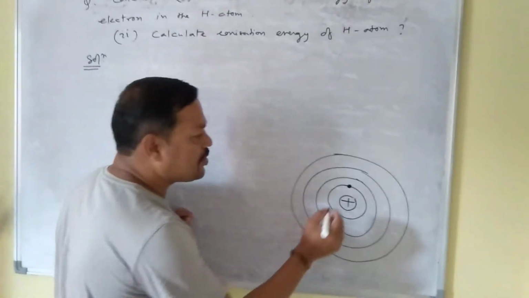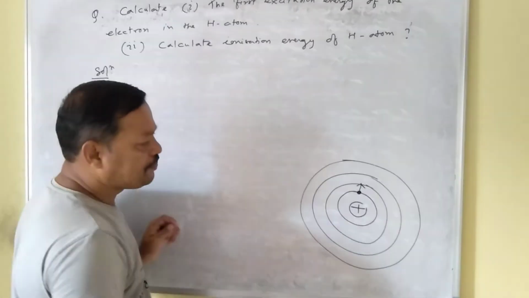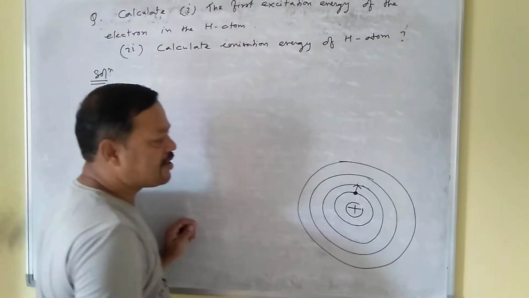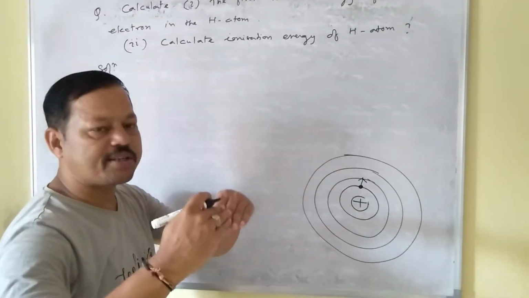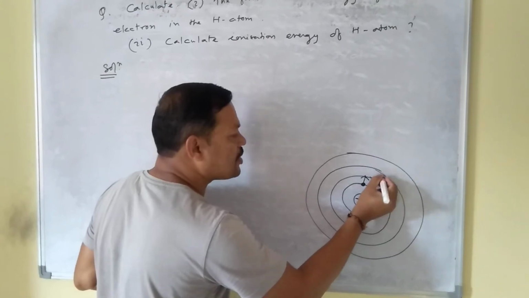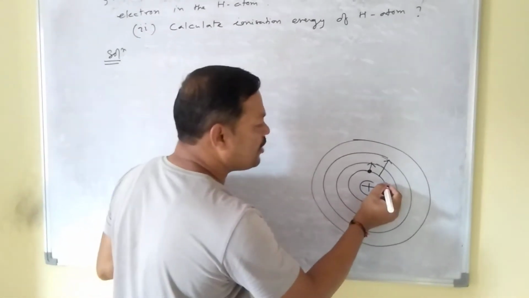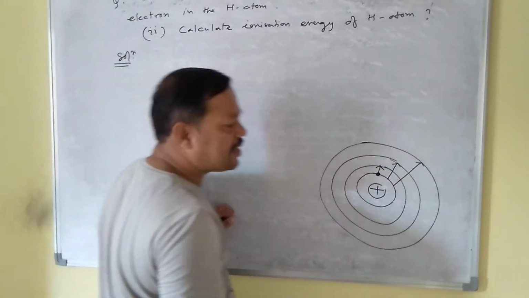So when the electron jumps from the first shell to the second shell by absorbing the energy, it is called first excitation energy. I mean when the electron jumps from first shell to second shell. Similarly, if the electron jumps from first shell to third shell, it is called second excitation energy. From first shell to fourth shell, it is called third excitation energy.